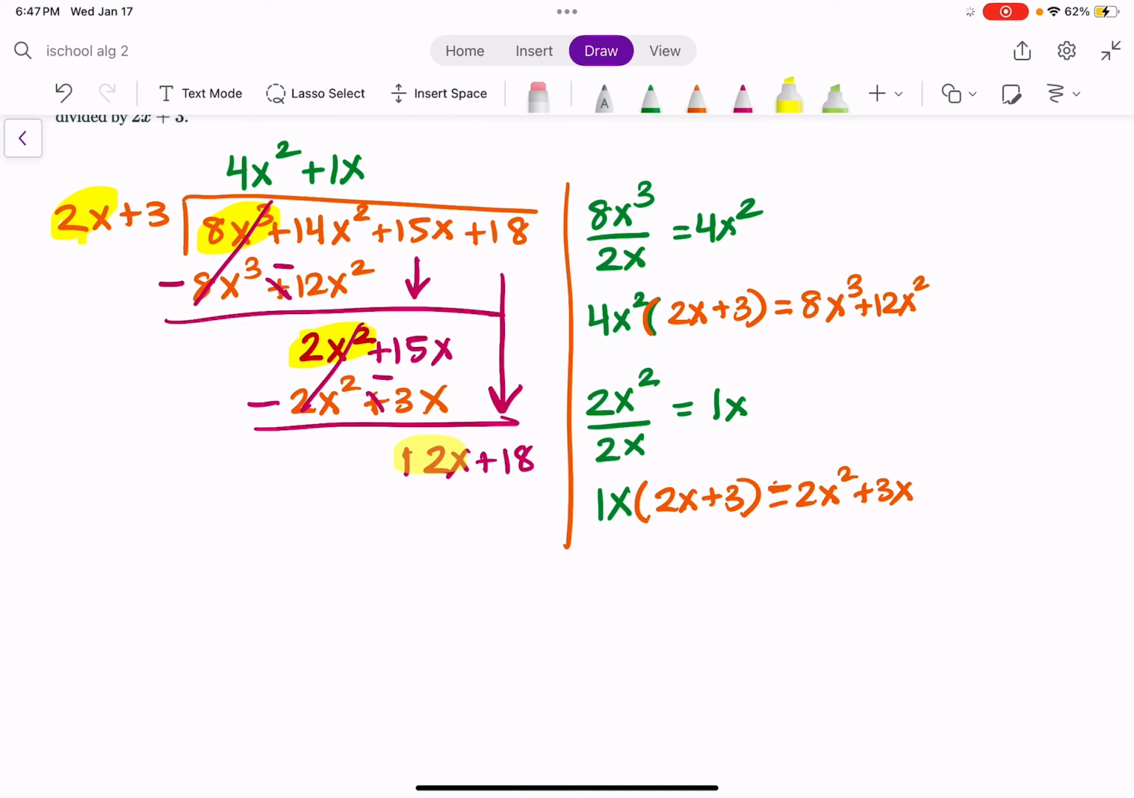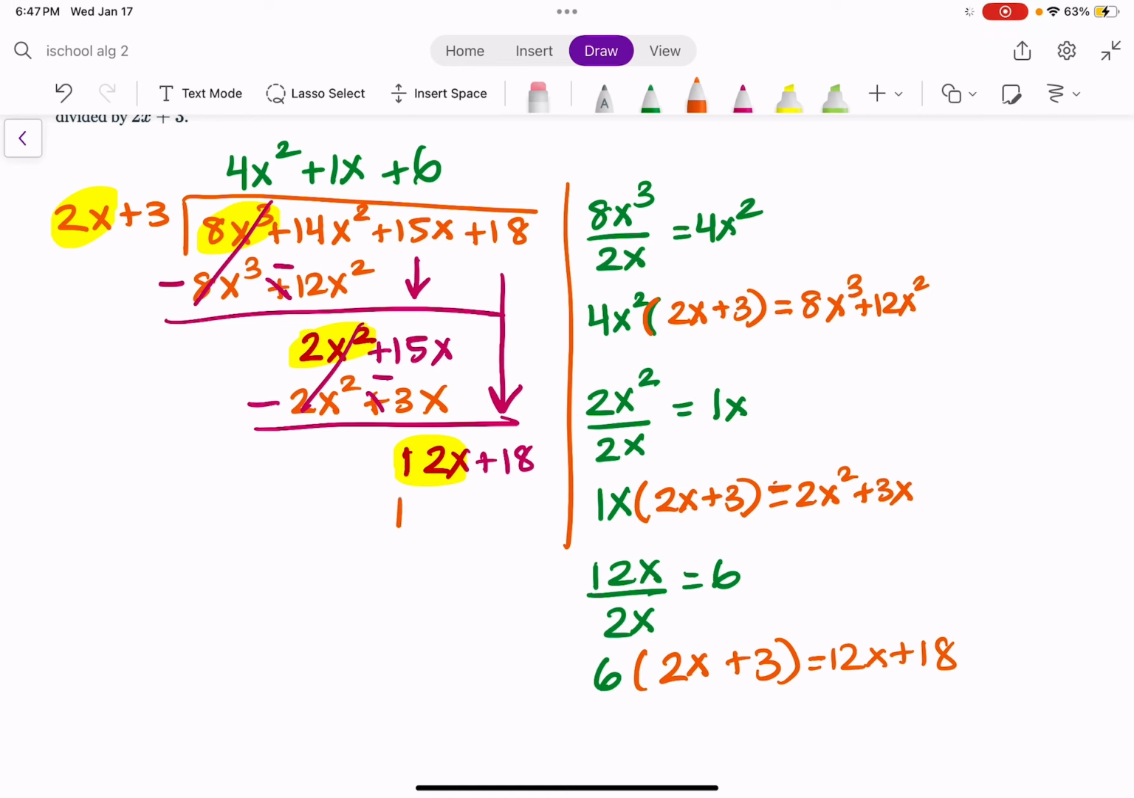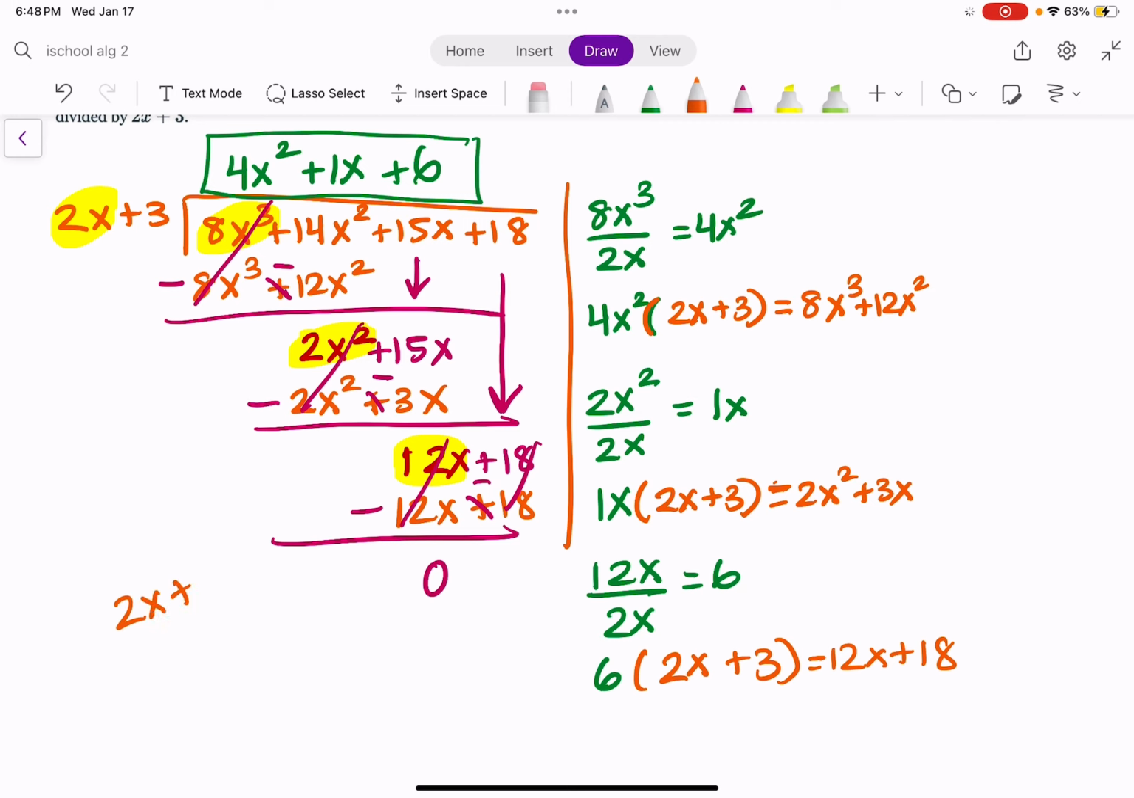Same thing. First thing on the inside divided by first thing on the outside. So I have 12x divided by 2x. That gives me 6. Take the 6. Multiply it by whatever's on the outside. I'm gonna switch my signs. Both cancel out, which gives me 0. So when I divided them, this is my answer. And we also know that now 2x plus 3 is a factor. Okay, so move on to practice.